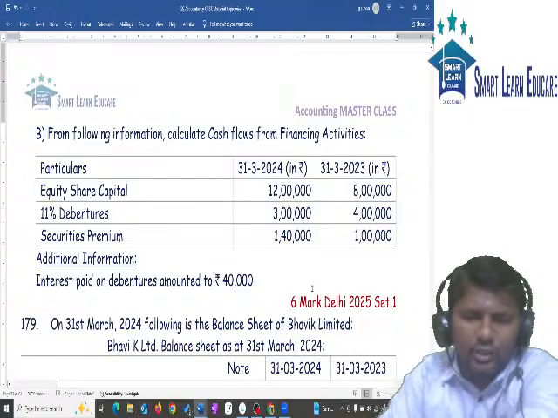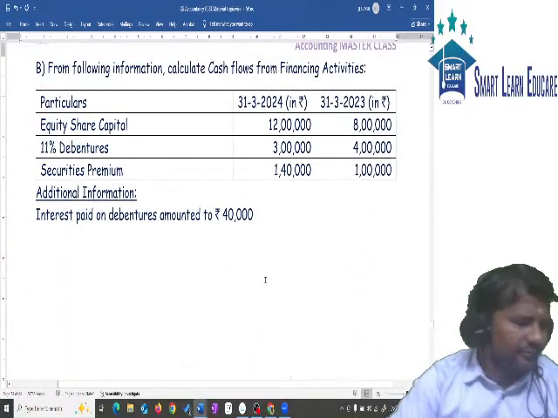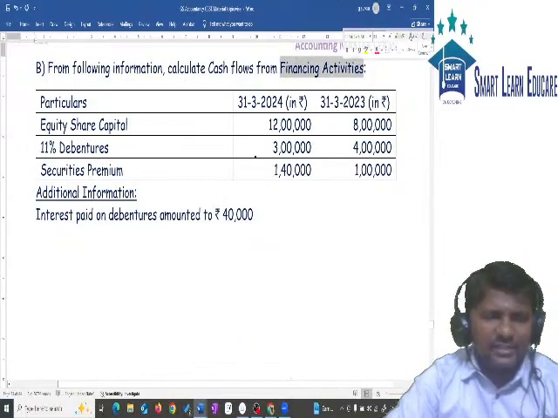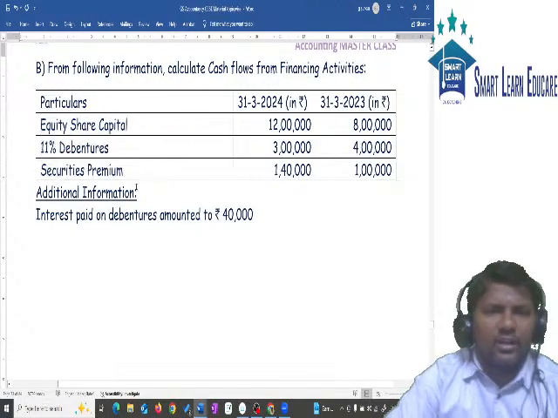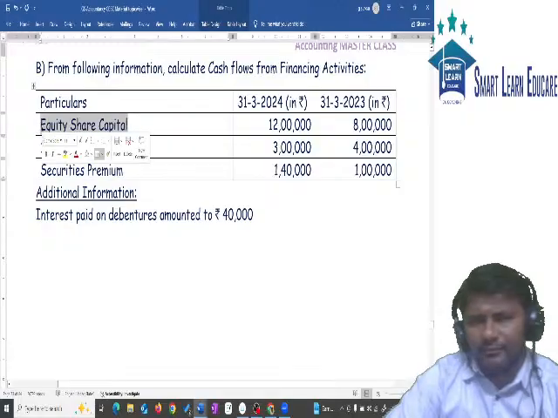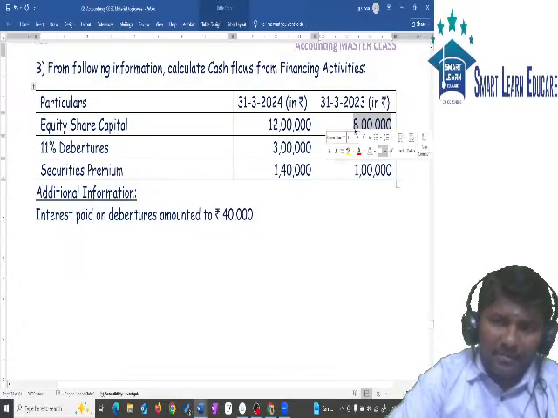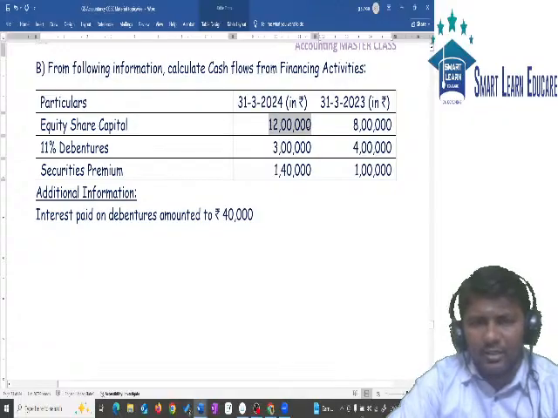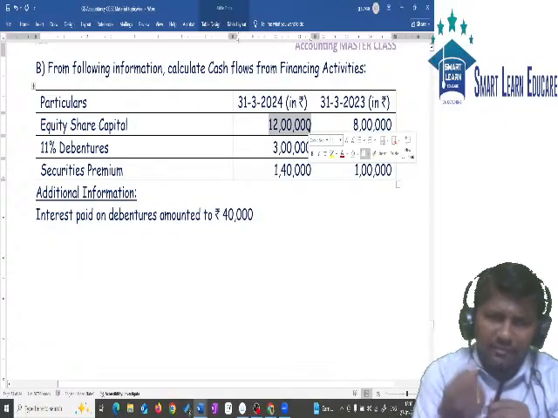This is relating to financing activity. Generally they ask the question this way. Read the question. Financing activity means liability side. All three they have given relate to liability. First, equity share capital amounts to 12 lakh. Opening balance of equity share capital is 8 lakh. Closing balance is 12 lakh. Meaning shares are issued. When you issue shares, you will receive cash.